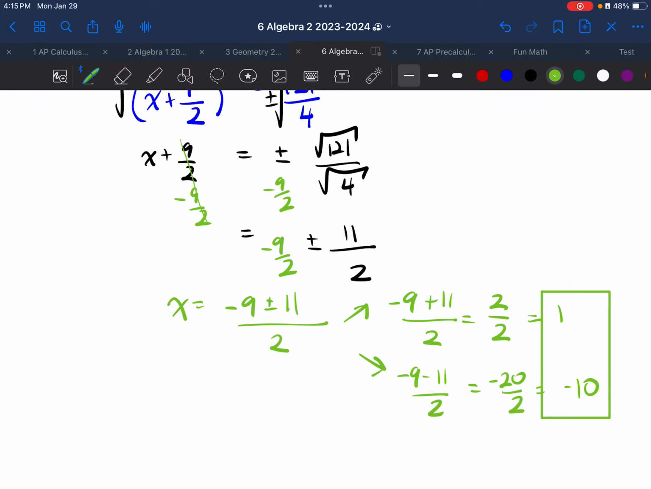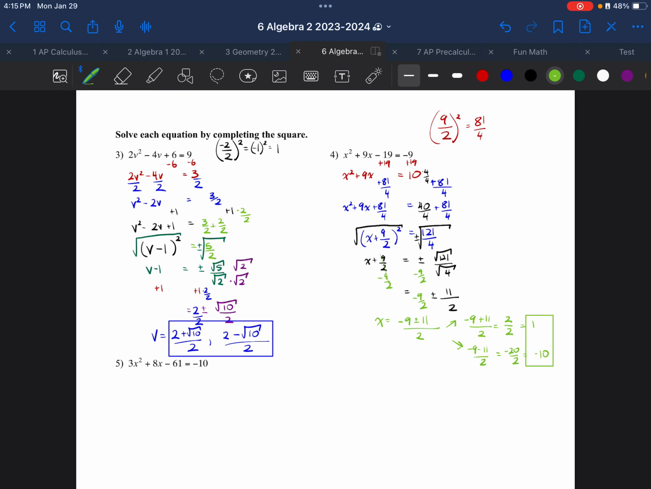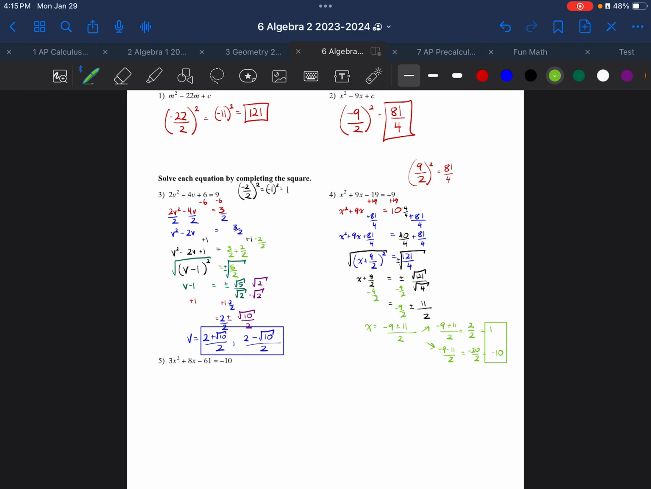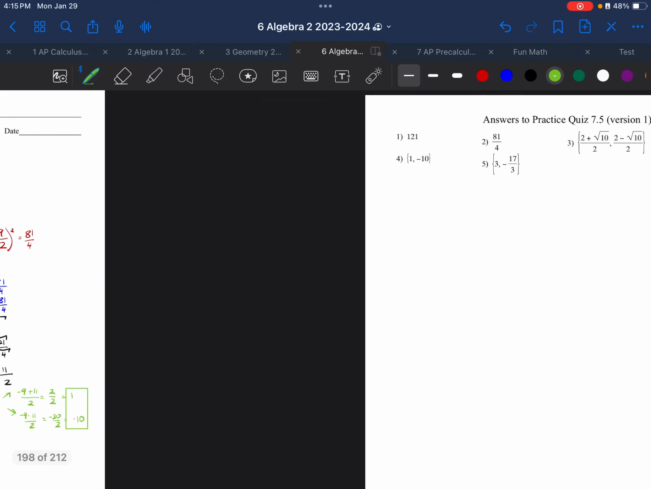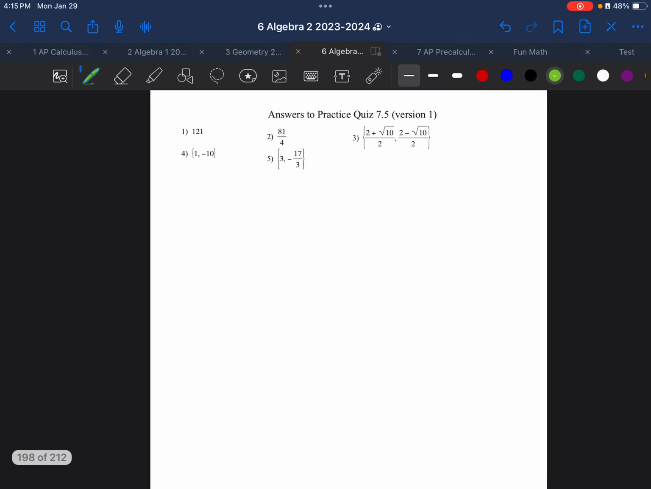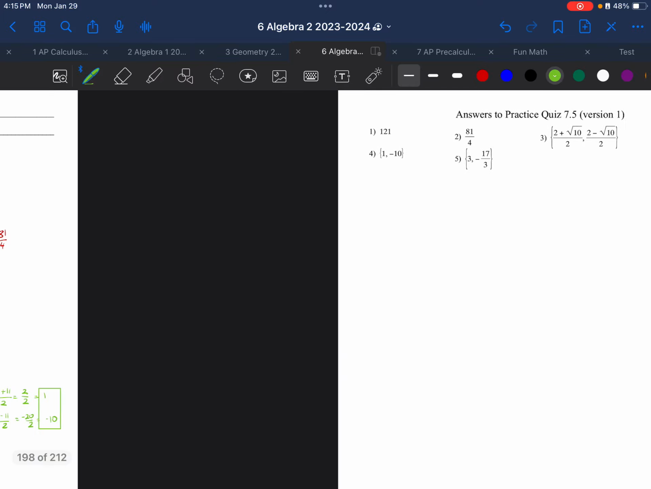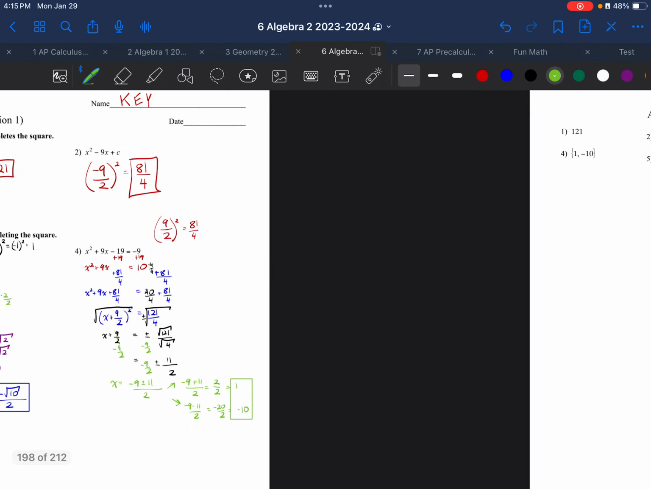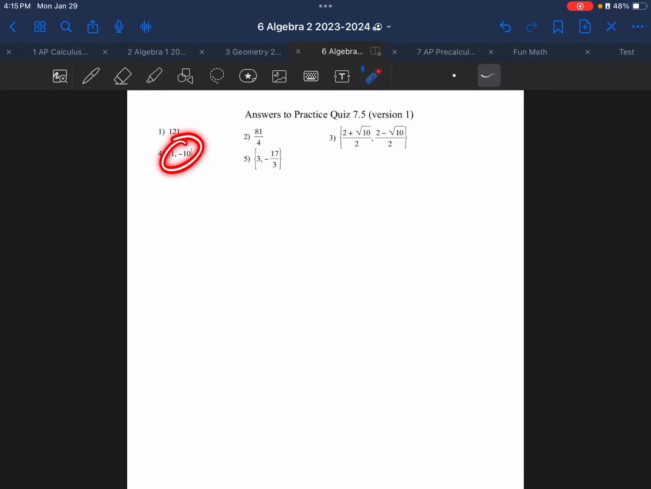That seems kind of interesting. I want to check my answers on that one. So maybe I should check my answers on all of these. So let's check number 1. 121, 81 over 4, 2 plus root 10 over 2. This one is 1 and negative 10. Well, okay, so we're right so far.